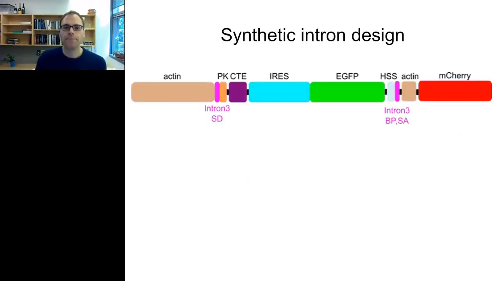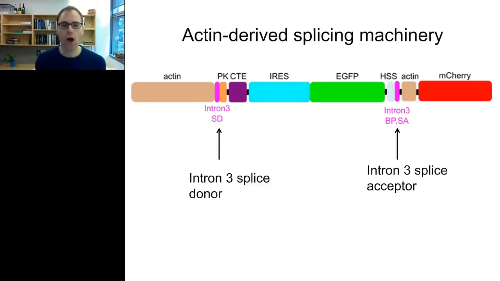And the design of the synthetic intron that we came up with overcomes a few of the key problems that come up when you start thinking about what you would need to make an intron that could express a protein. And so this is the design of the intron that we made. We started with actin, the 3rd intron of actin, and co-opted the 3rd intron splice donor and splice acceptor sites from the actin intron 3.